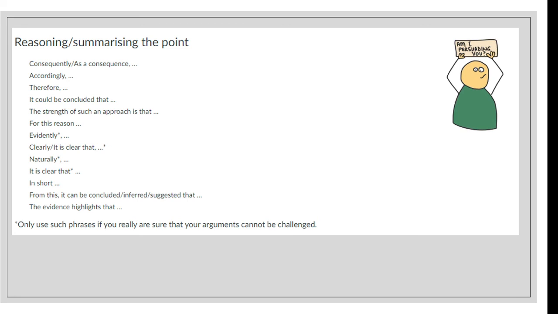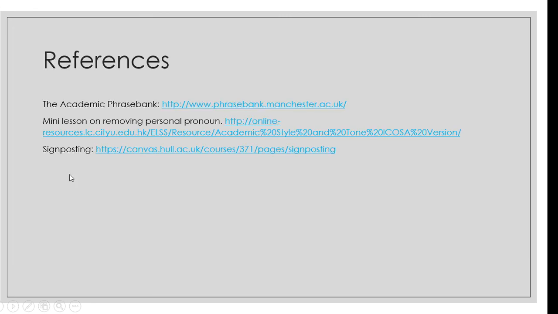If you would like to show reasoning or summarizing of the point, you would use: consequently; as a consequence; accordingly; therefore; it can be concluded that; the strength of such an approach is that; for this reason; evidently; clearly; it's clear that; naturally; in short; from this it can be concluded, inferred, or suggested that; the evidence highlights that. Only use such phrases if you are sure that your arguments cannot be challenged. That is for those items such as evidently, naturally, and it is clear that. So that ends it.